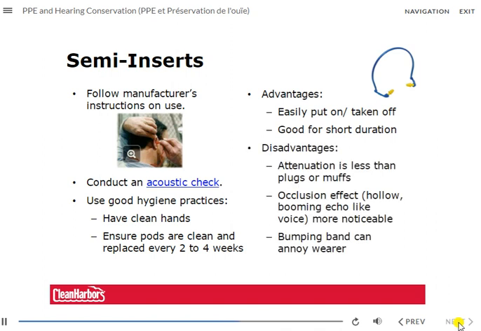The disadvantage of semi-inserts is that their attenuation is less than earplugs and ear muffs. Semi-inserts also result in a more noticeable occlusion effect, which is when someone perceives their own voice to have a hollow, booming, or echo-like sound. Last, some people find the band to be distracting or uncomfortable.